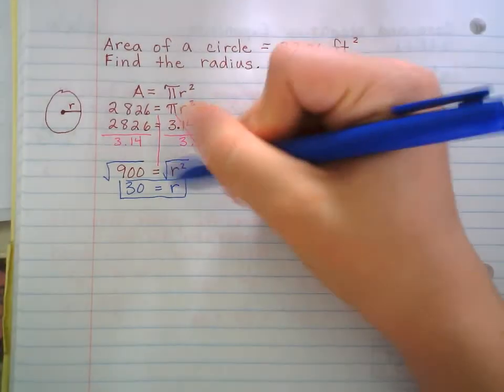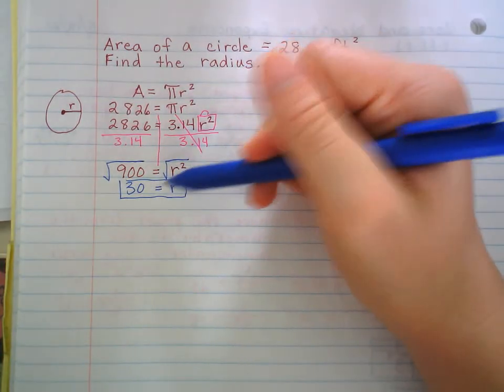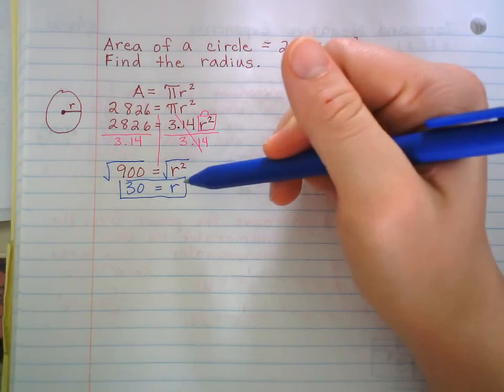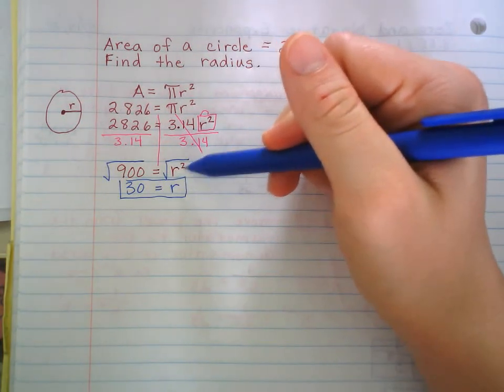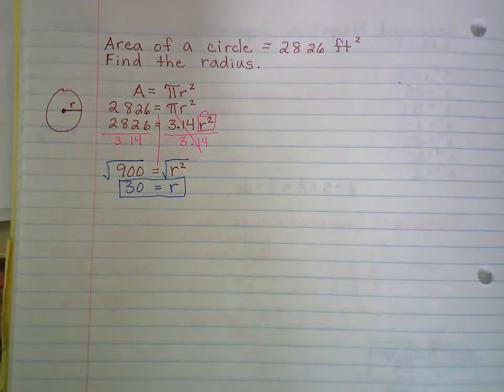Technically, because we're taking the square root of a variable squared, the answer is 30 and negative 30, because negative 30 times negative 30 is 900, but you can't have a negative radius. So for now, we're just talking about positive exponents.